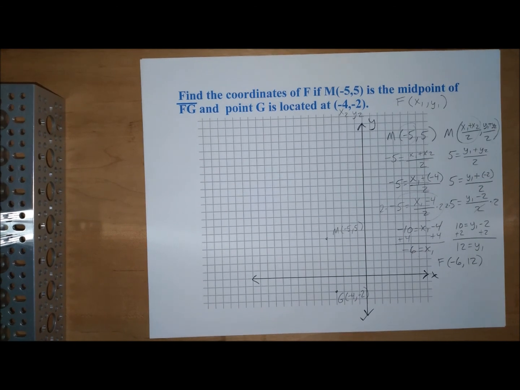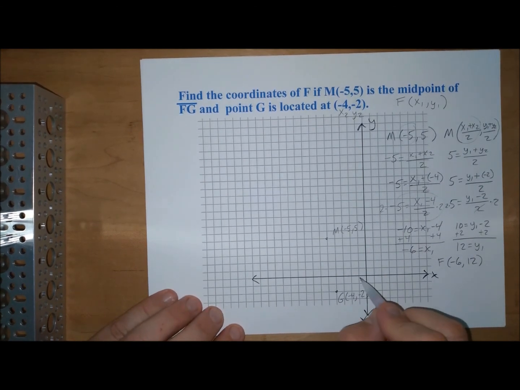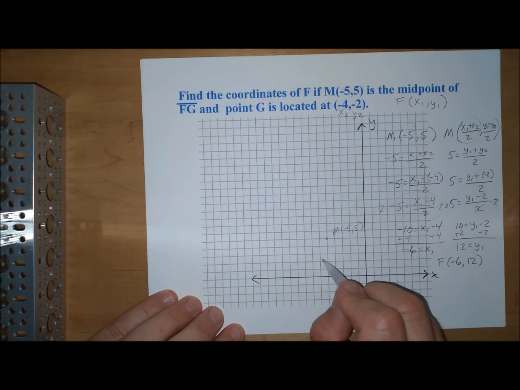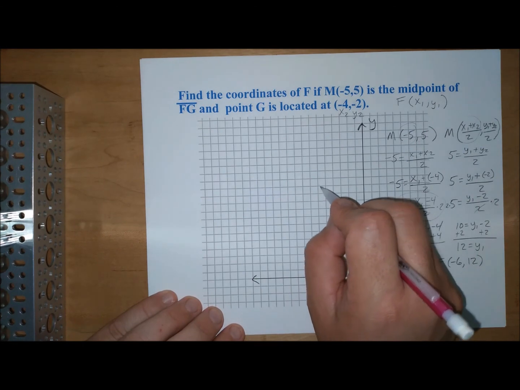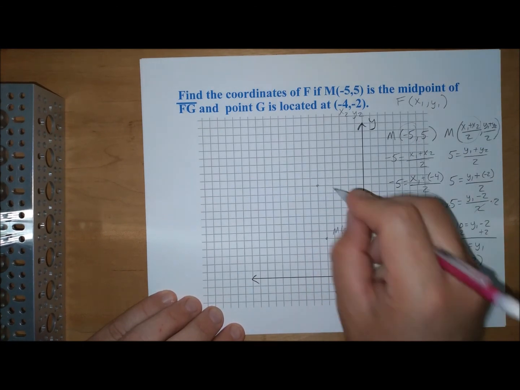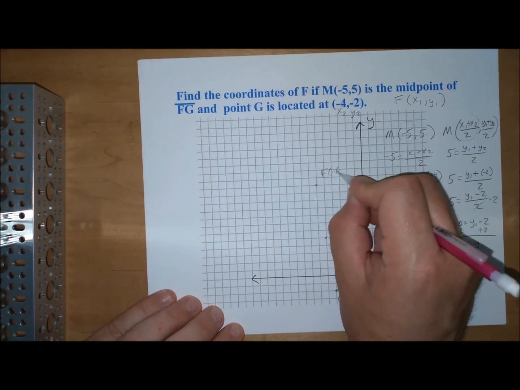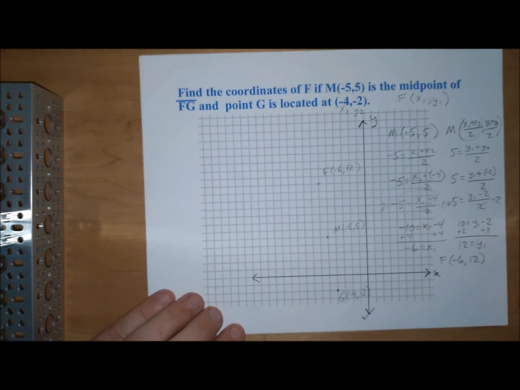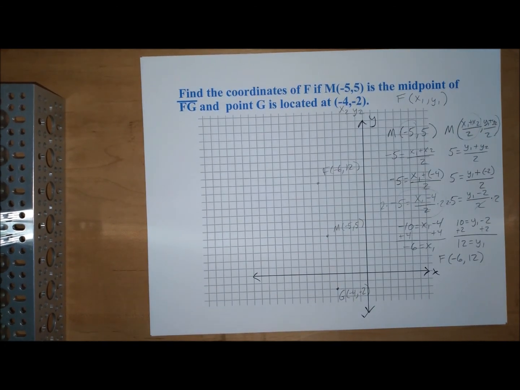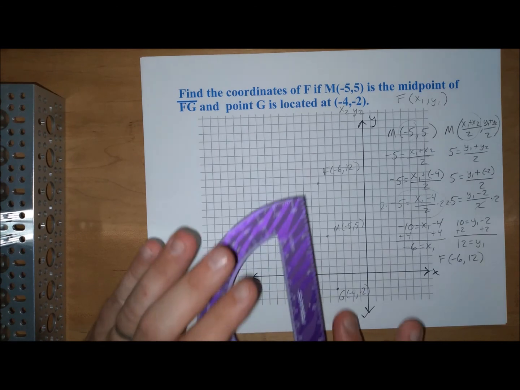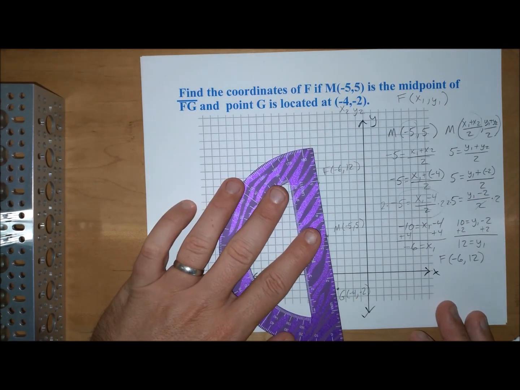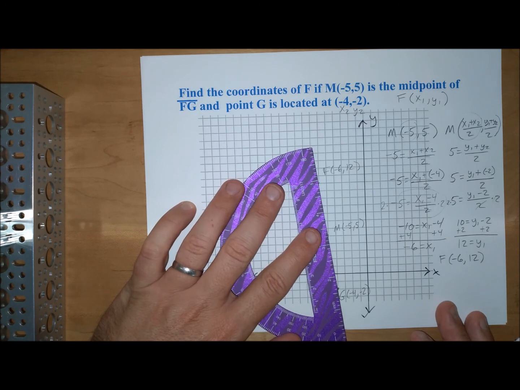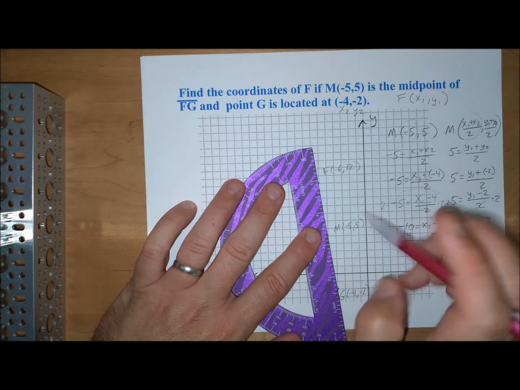Shall we plot it and see if it works? Negative 6, 1, 2, 3, 4, 5, 6, up 12. 1, 2, 3, 4, 5, 6, 7, 8, 9, 10, 11, 12. There is point F. Is there a graphical check available to us? Well, these 3 points better be collinear. Remember that term? They're going to have to be collinear, right? It appears that they are.